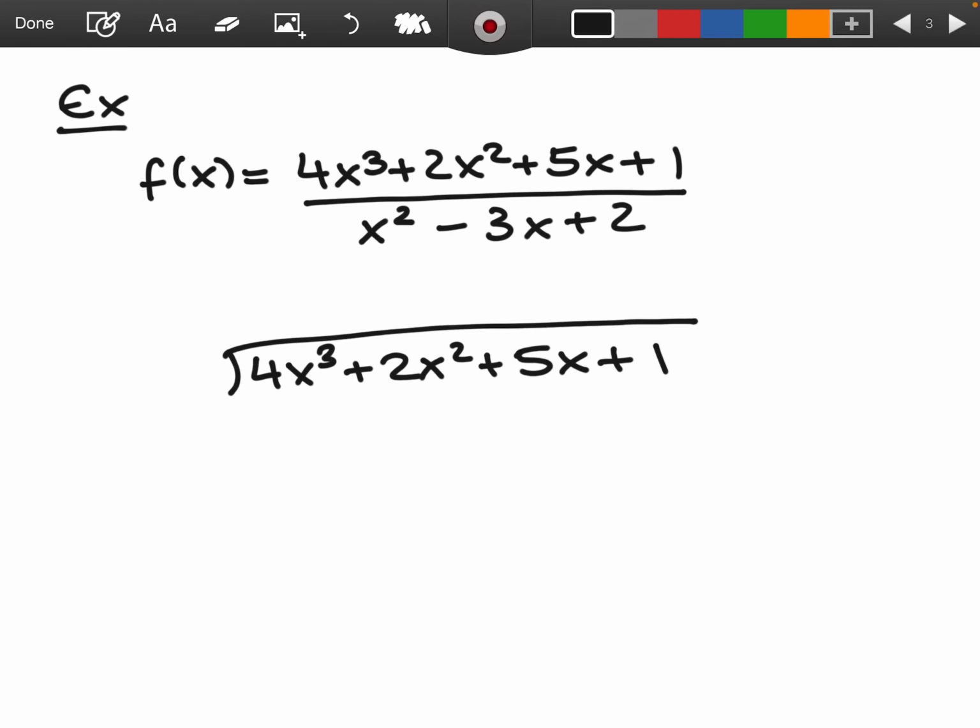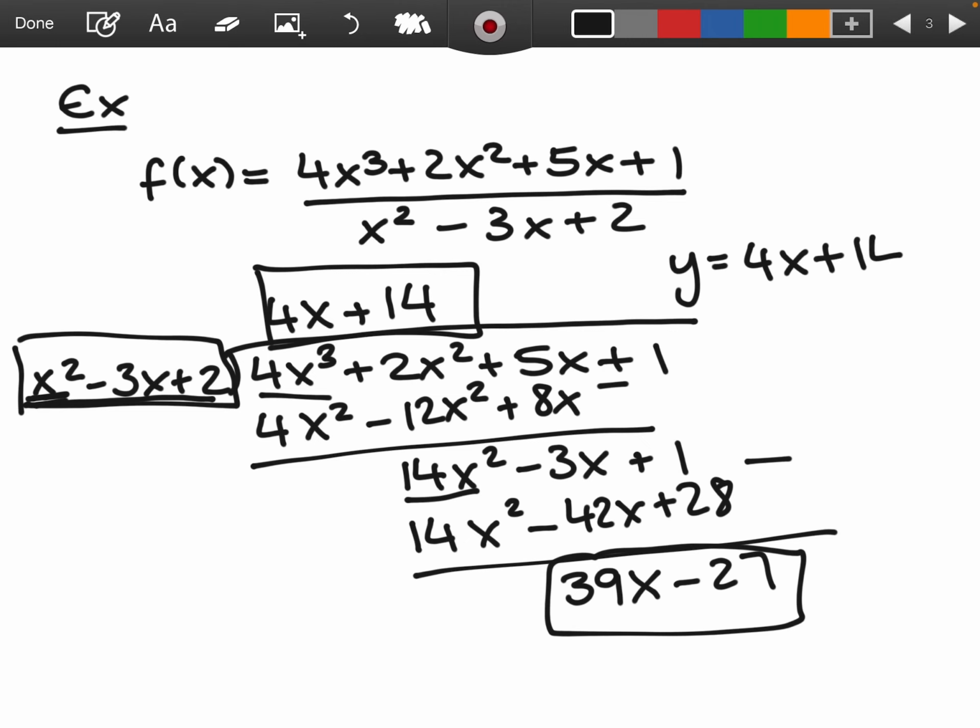And at this point again, my polynomial down here now has a degree that is less than the degree of the polynomial that I am dividing by, so I stop. And whatever is left at the top is the equation of my oblique asymptote.